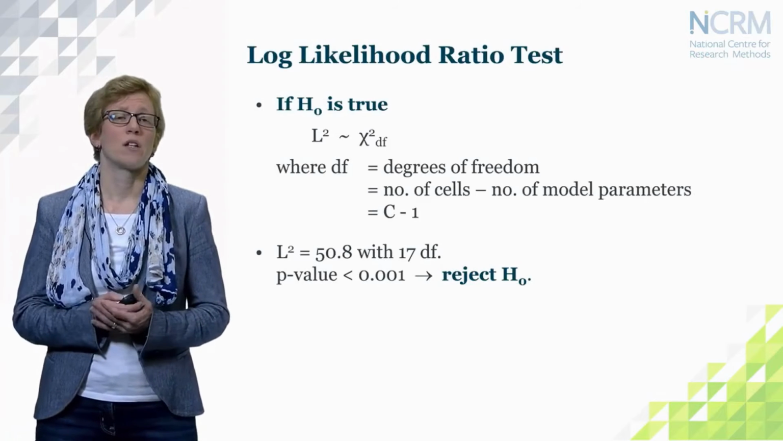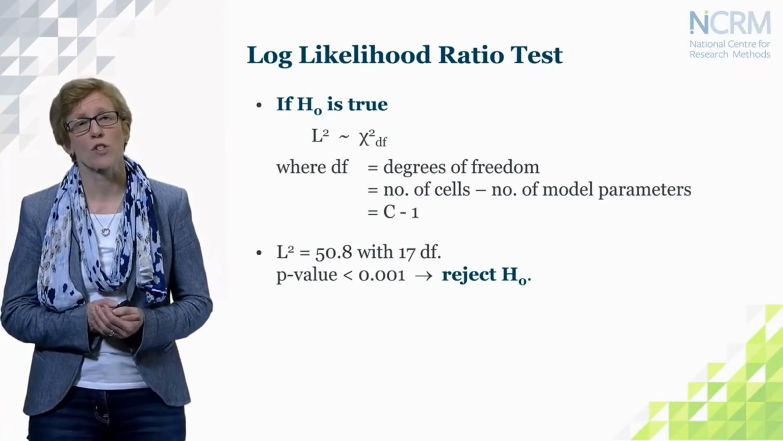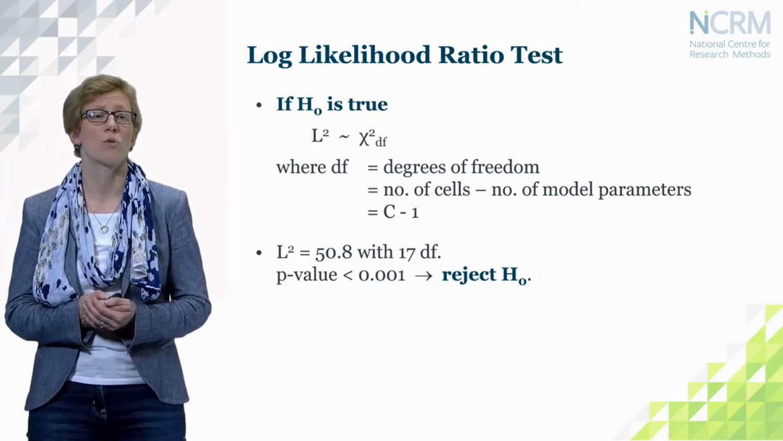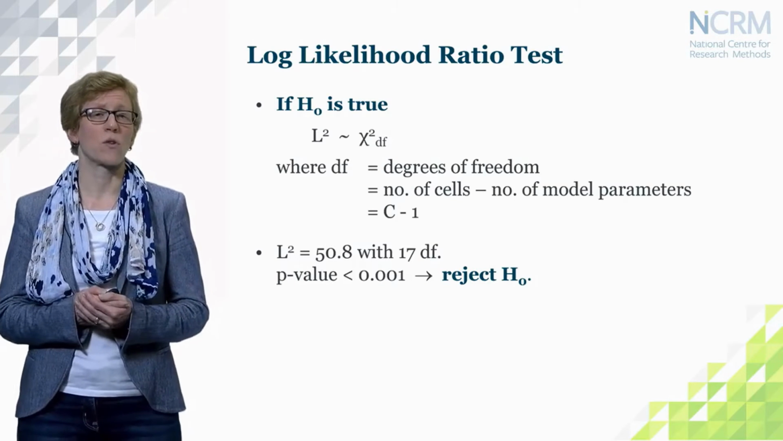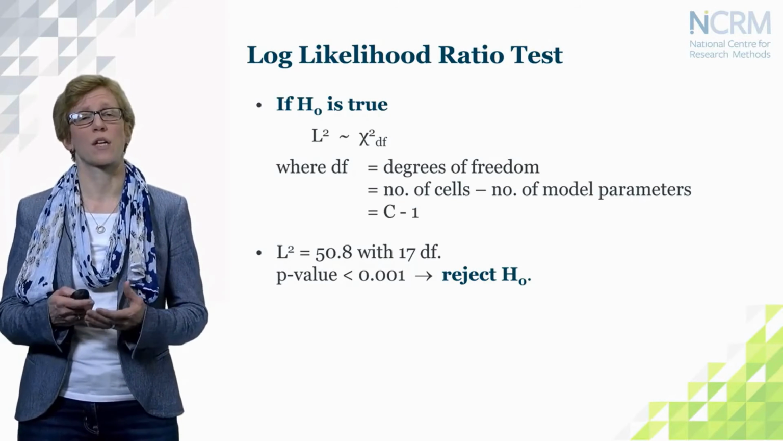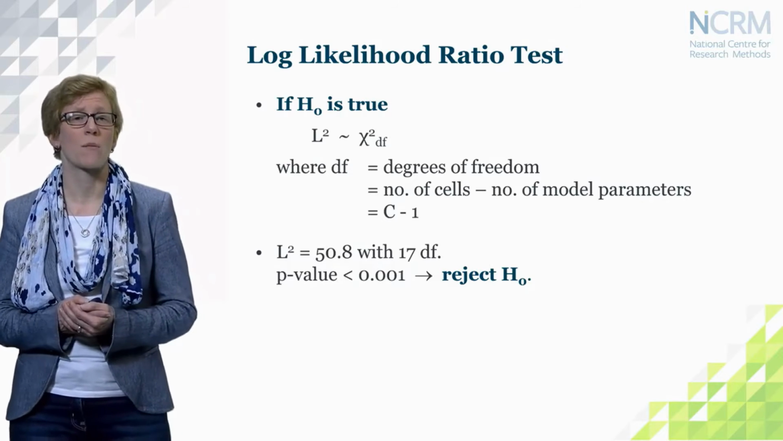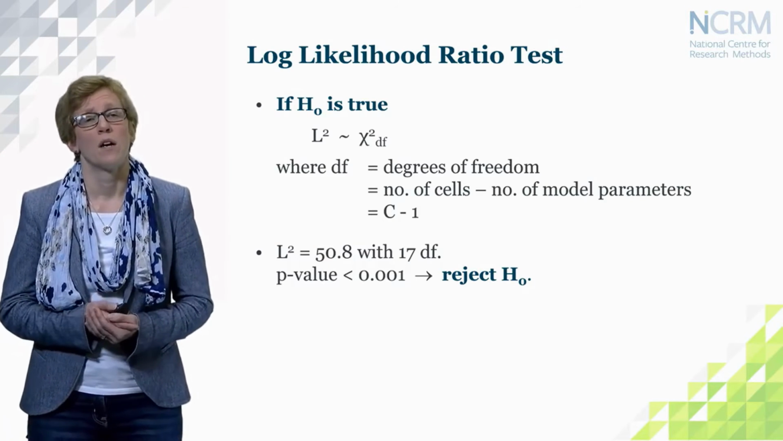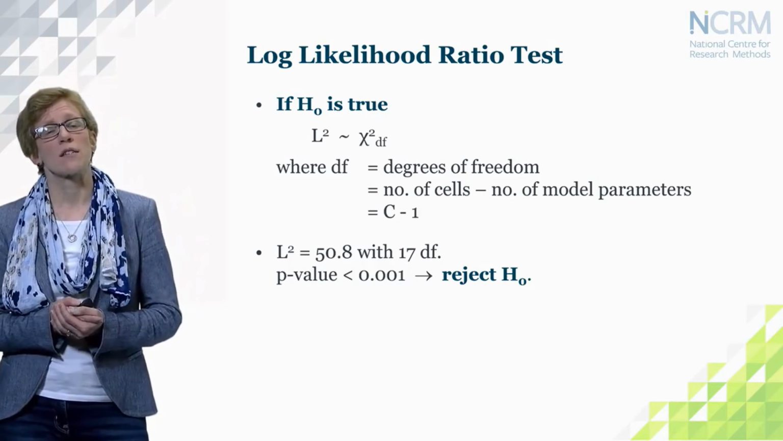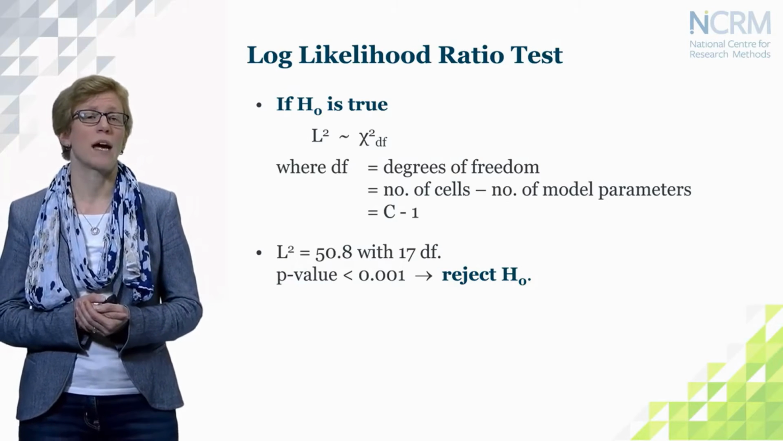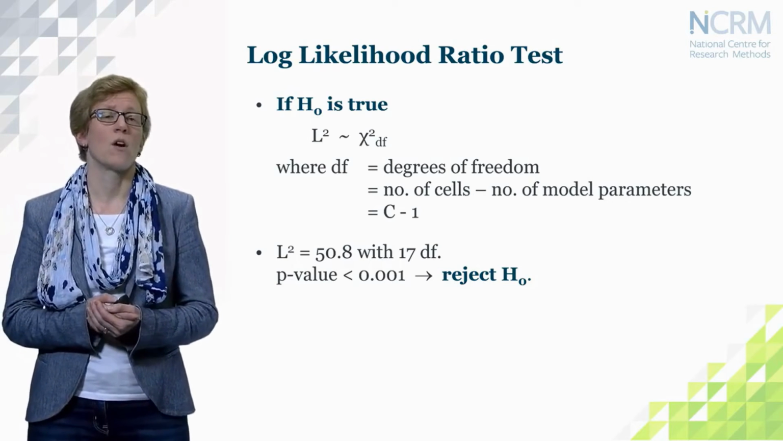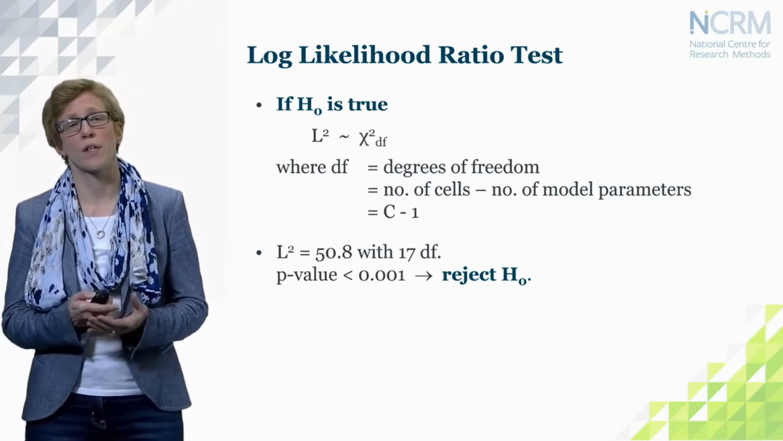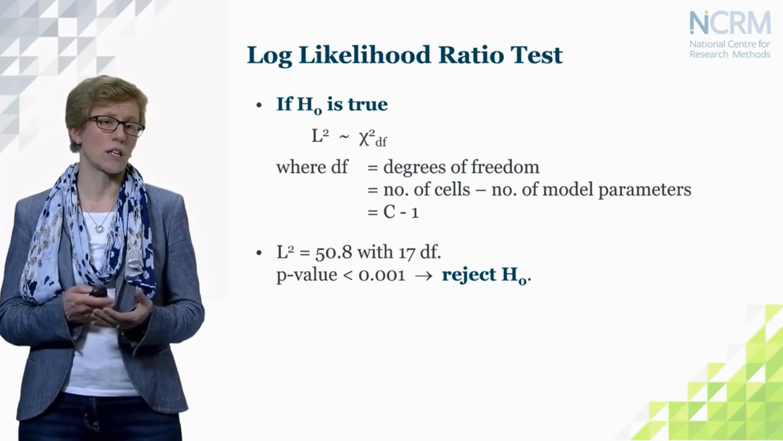And again, similarly to before, if H naught is true, then this log likelihood test statistic would follow a chi-square distribution. So again, we need to define the degrees of freedom, which is the number of cells minus the number of model parameters. So again, it's 17 for our example. And the log likelihood ratio test statistic for our example is 50.8 on 17 degrees of freedom. So we've got a p-value of less than 0.001 again, and we would again reject H naught.